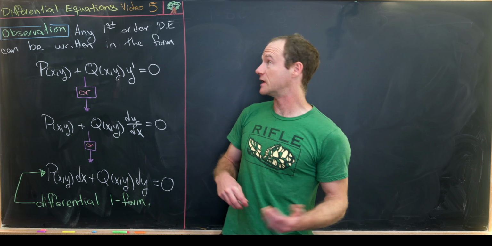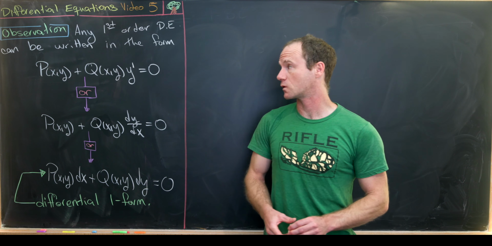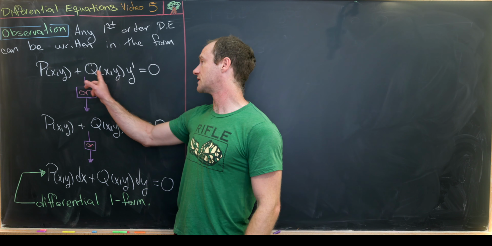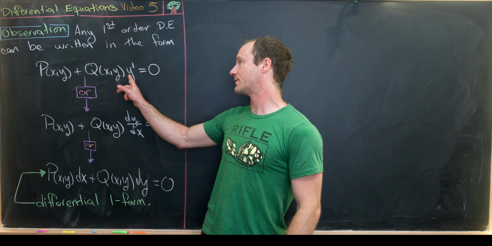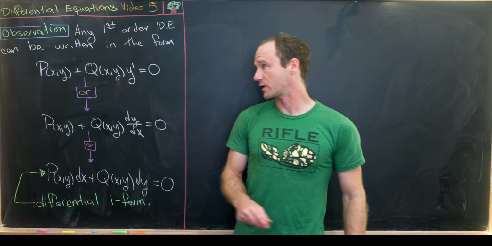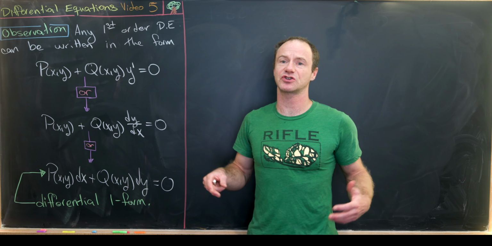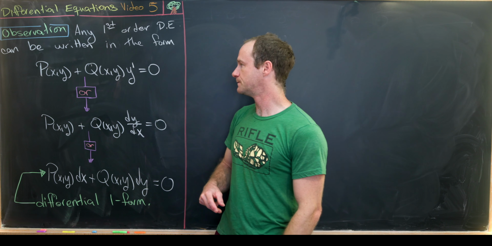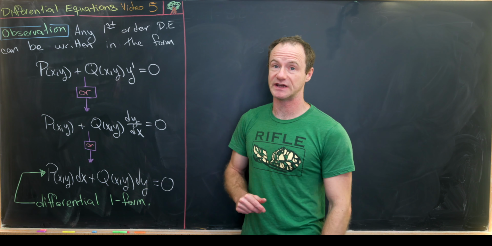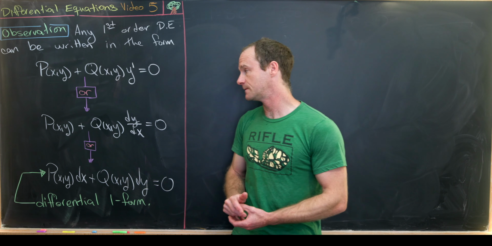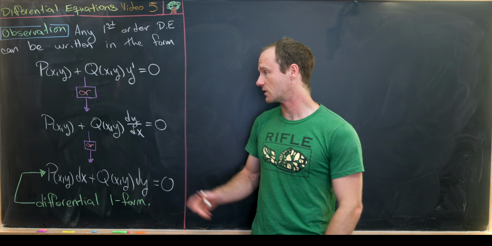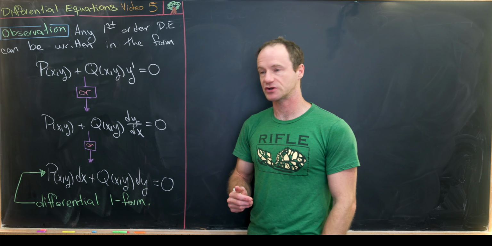And let's observe that any first order differential equation can be written in the following form: P of x, y plus Q of x, y times y prime equals 0. And that's just from moving things around as appropriate. And so P and Q are functions of two variables. Or we could rewrite that derivative in Leibniz notation instead of Newton notation, and we'll have P of x, y plus Q of x, y dy/dx equals 0.